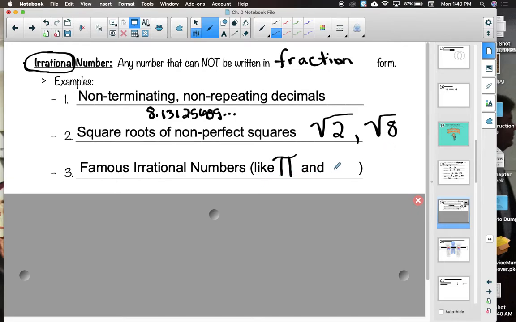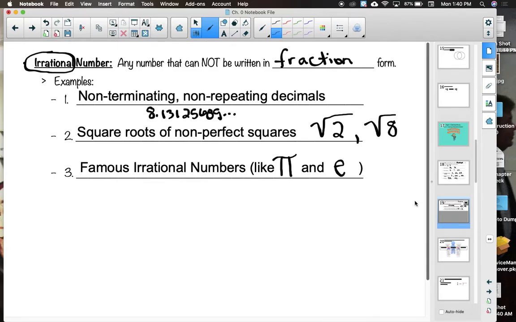Another famous irrational number is the number e, which is called the Euler number. That's a number that you'll learn about a little bit more in high school and more advanced math. But if you do a little Googling on what the number e is, it is a non-terminating, non-repeating decimal. So it is irrational. Great.